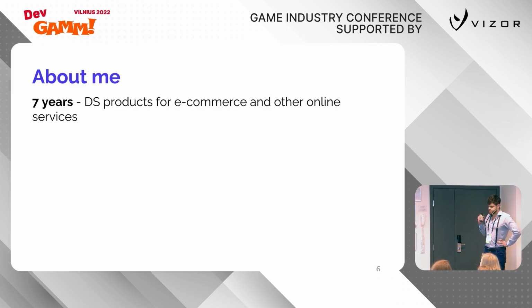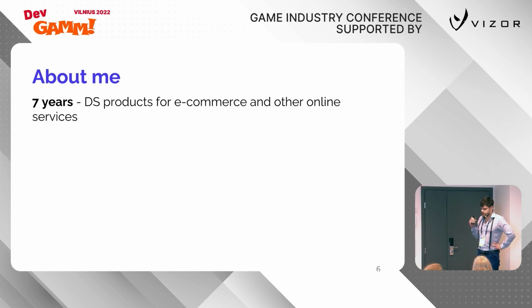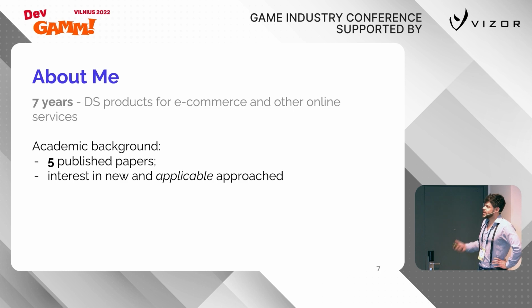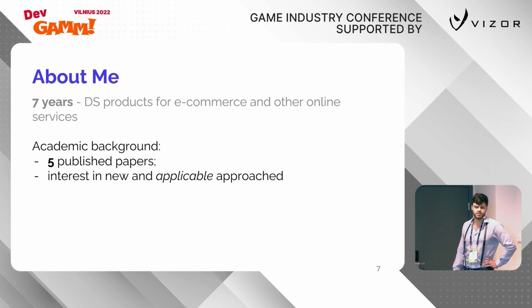A bit about me. Well, I have a lot of experience in applied data science in e-commerce. I've been doing this for 7 years. Back then, it wasn't called data science. It was usually called data mining. And I have some academic background. I like new papers, new approaches, if they are applicable. It means that if something is very cool and has a lot of formulas, it doesn't mean that it is useful. But if it is useful, then why don't we put it into production and use it?